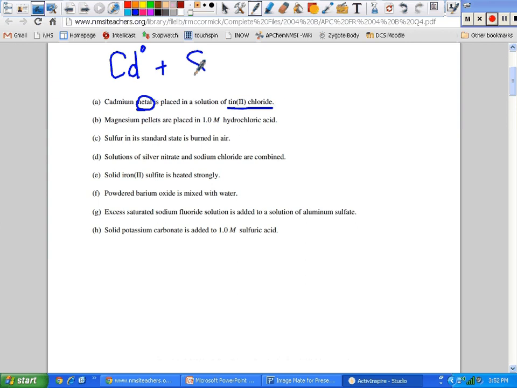Single replacement. So now you're going to have cadmium, but here's the biggest problem. It doesn't tell you what charge cadmium is. You better know it. Silver, zinc, and cadmium are always one charge. Silver was a 1+. What were zinc and cadmium? 2+. Cadmium was always a 2+. So it's CdCl2 plus Sn.